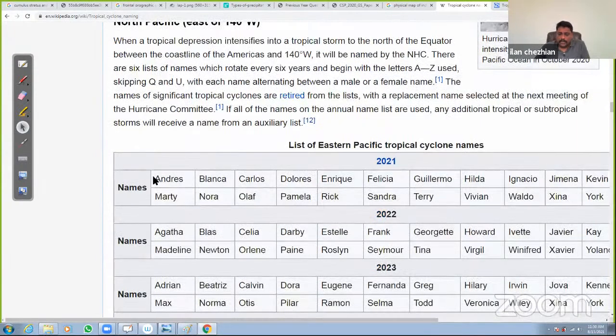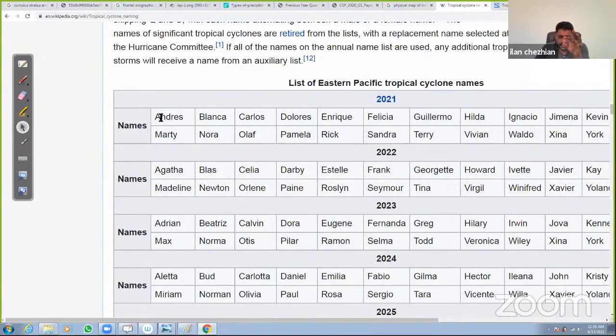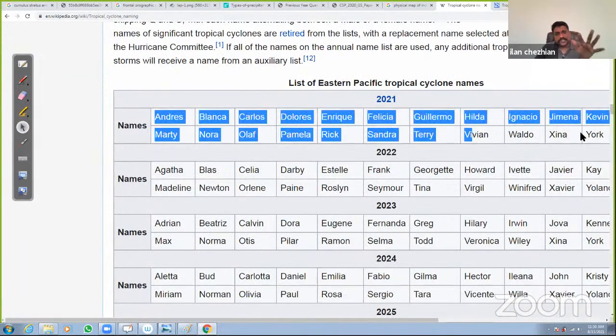Alphabetical order, female, male, female, male, etc. Next year, what happens? This year, the first name was a female name. The next year, the first name becomes a male name. Whatever the case, what you have to remember is very simple, my friend. It is named in alphabetical order. That's it.